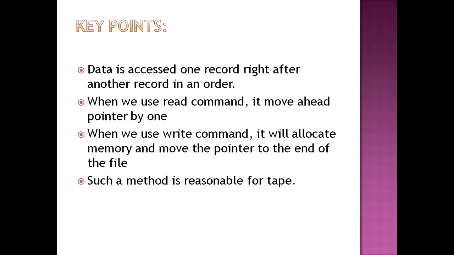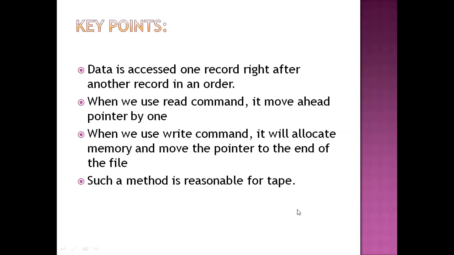Now let's see key points in this one. Here the data is accessed one record right after another, so you can't access anything randomly. Next, when we use the read command, it moves the pointer ahead by one. That pointer is the read next pointer. When we use the write command, it will allocate memory and move the pointer to the end of the file. That is, it will go to the next location.